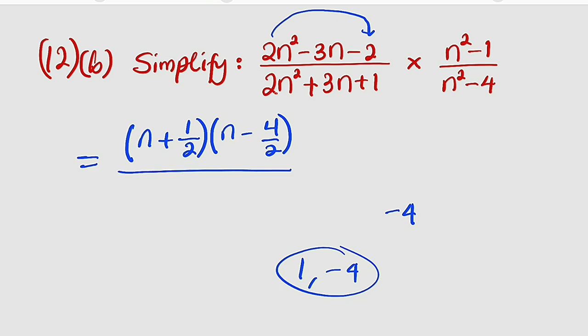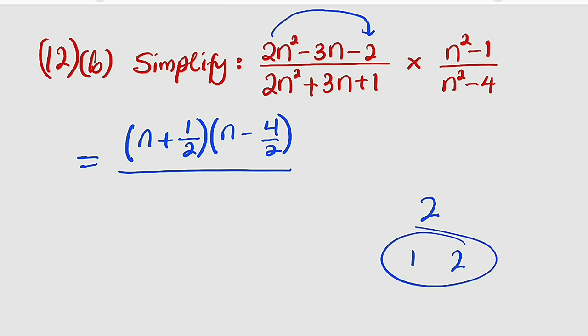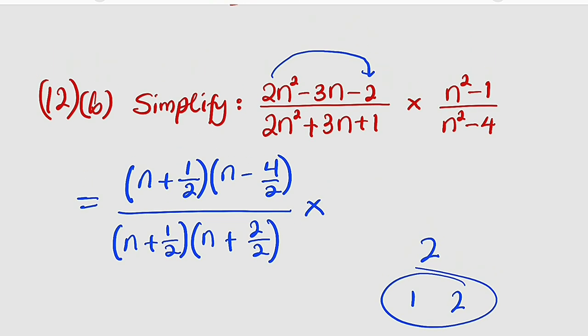You do the same thing here. You take the leading coefficient, you multiply by the constant. That will give us 2 times 1 equal to 2. You think of two numbers that you can multiply together to get 2, but when you add them together, you get 3. And the numbers are what? 1 and 2. Just multiply them together. You must get 2, and once you add them together, you get 3. So this is going to be n plus 1 divided by the leading coefficient, multiplied by n plus 2 divided by the leading coefficient. Then you multiply by the other expression.